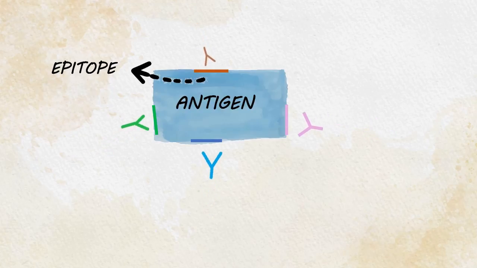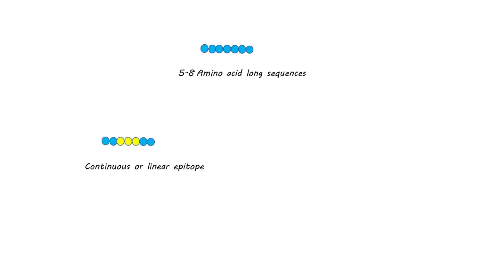Epitopes are protein units that consist of approximately 5 to 8 amino acids. Epitopes are generally divided into two categories. Continuous epitopes, where amino acids that are to be recognized by the antibody are present one after the other or in a sequential manner. Or conformational epitopes, where amino acids that are to be recognized by the antibody are not present in a sequential manner but are brought together by protein folding.